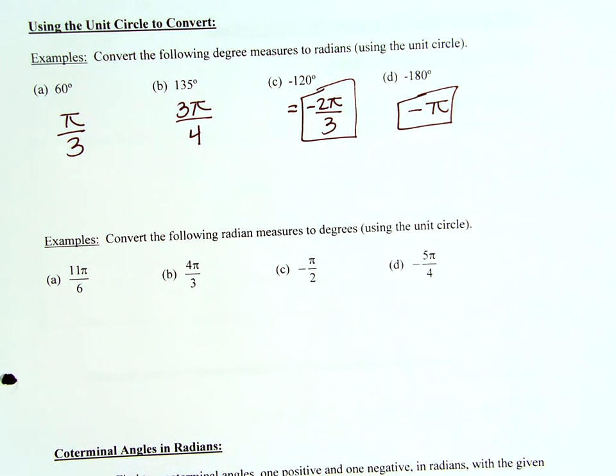Radians to degrees, it's the exact same thing. Find the radian measure on the unit circle and tell the degrees. See what you guys can do right now in A through D. Pause the video, take a moment, see what you can do there.